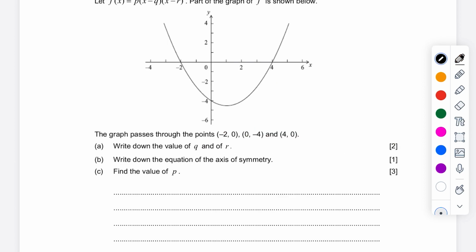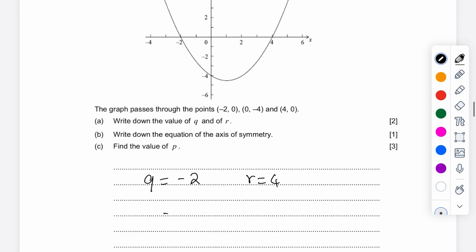21. The graph passes through minus 2, 0, 0, negative 4 and 4, 0. Find the values of Q and R. Q and R are going to be the roots of the equation. So we can take that Q is one of the roots and R is going to be the other root. So Q equals negative 2 and R equals 4. Now, what is the axis of symmetry? It will be the midpoint of that. So negative 2 plus 4 divided by 2, which is going to be 1.